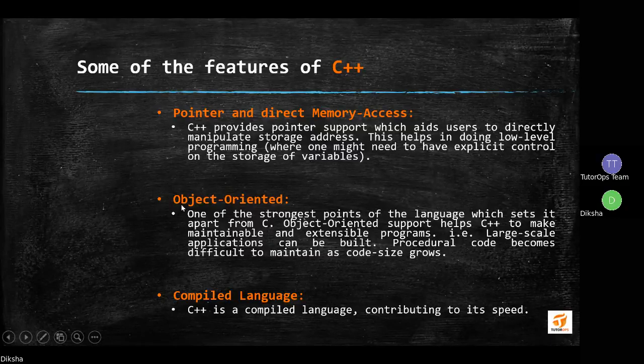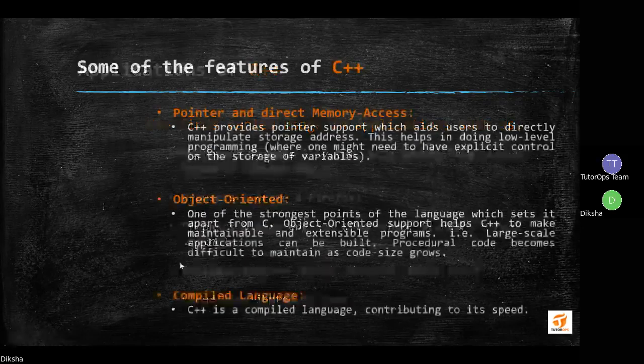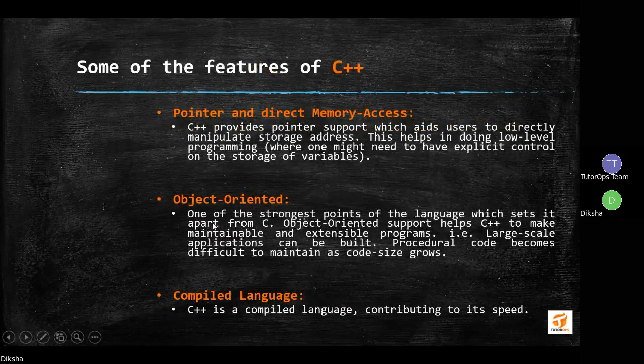Another one, the most important feature, is one of the strongest points of the language which sets it apart from C. Object oriented support helps C++ to make maintainable and extensible programs. That is, large scale applications can be built through it. Procedural code becomes difficult to maintain as code size grows. And C++ is a compiled language, contributing to its speed.